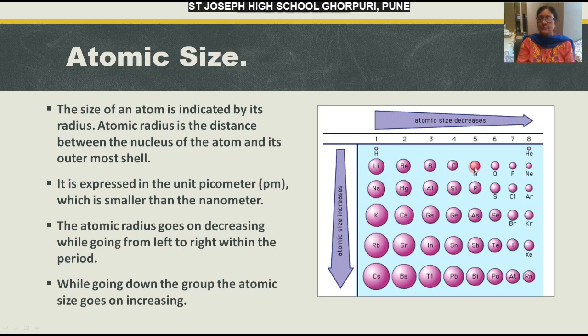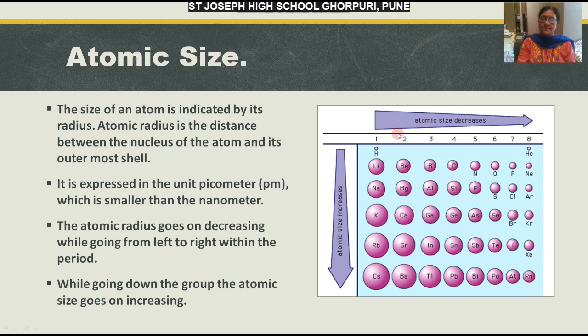Now, what is the reason for that? The reason is that the electrons go on adding in the same shell. Therefore, the positivity of the atom increases. But at the same time, the nucleus is attracting the electrons towards itself, and therefore the atom size decreases as we go from left to right.